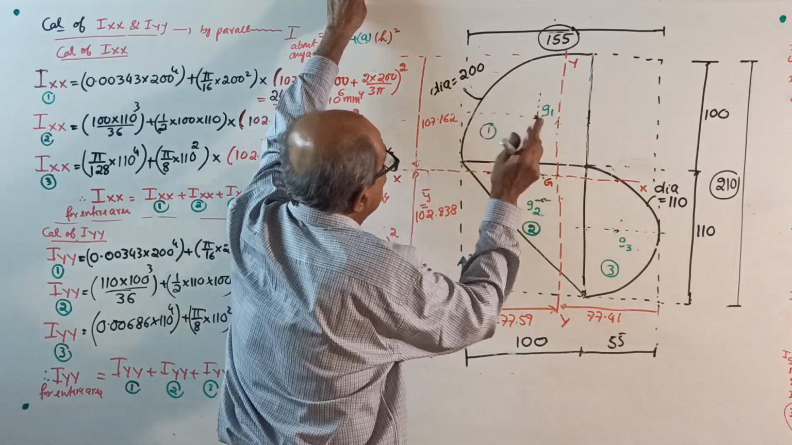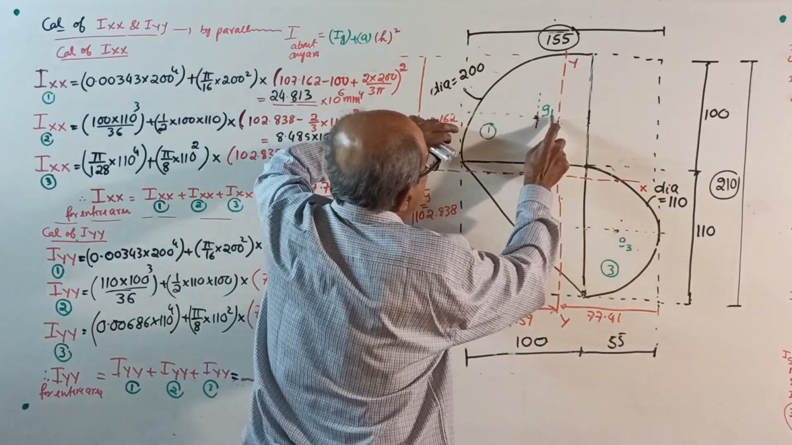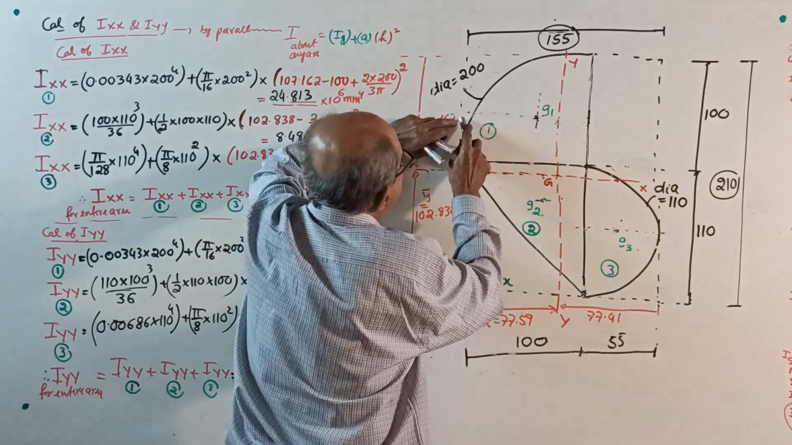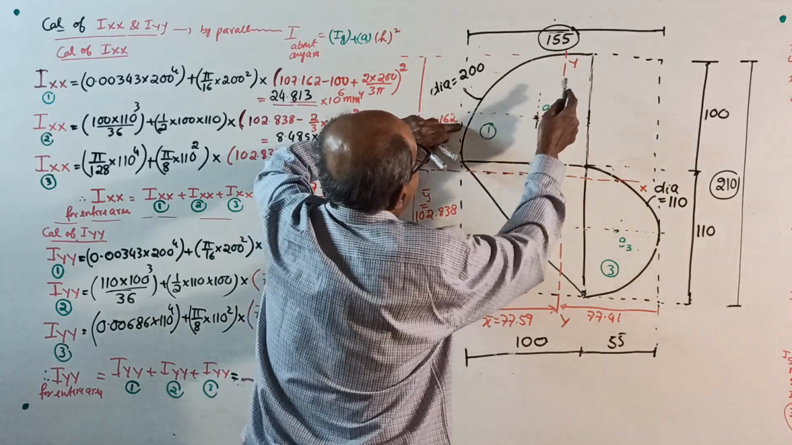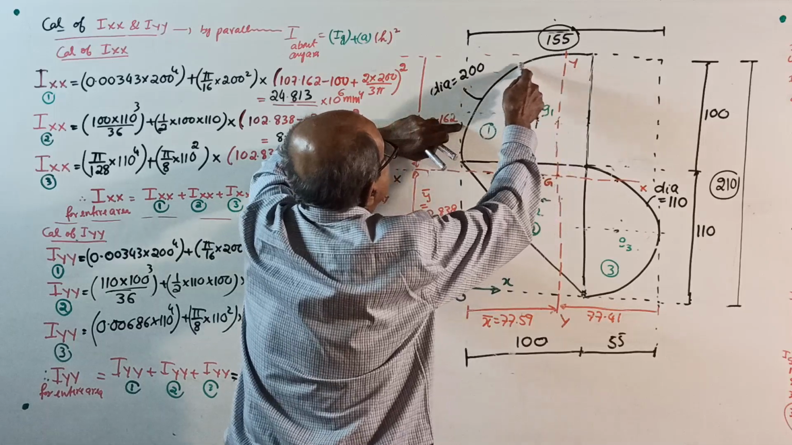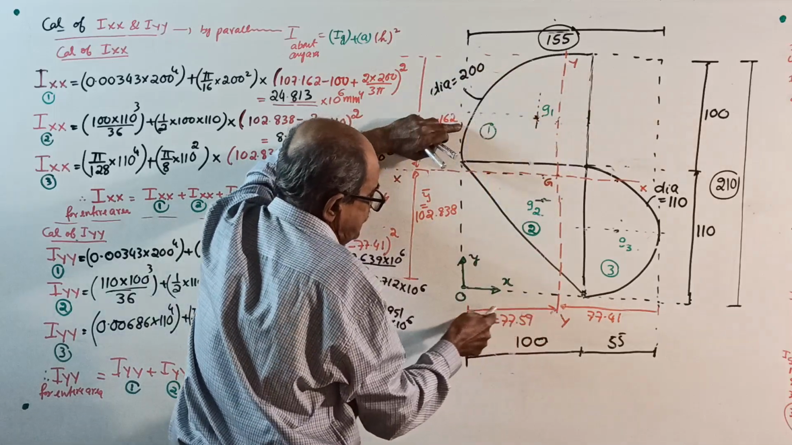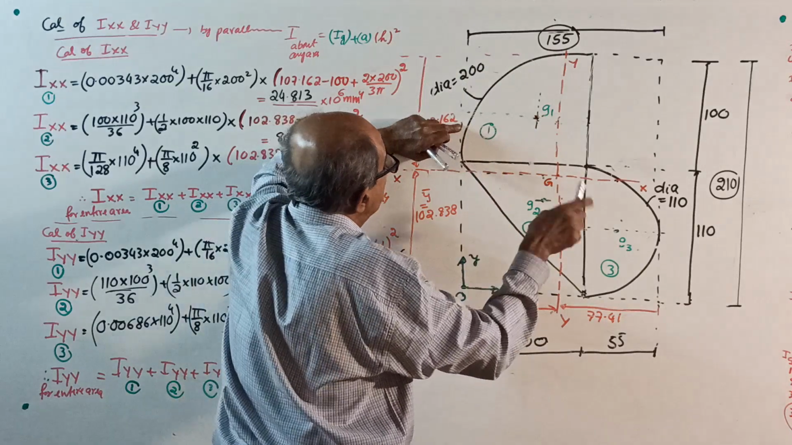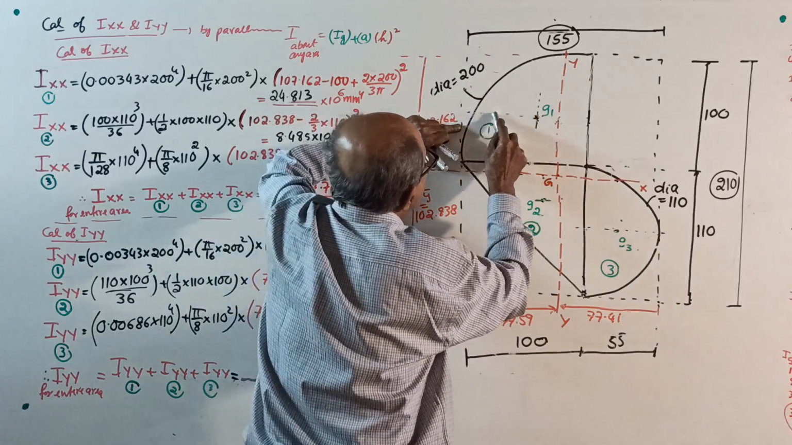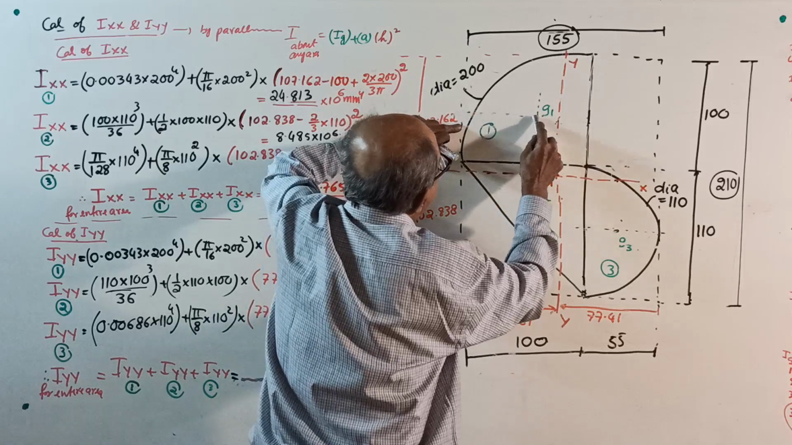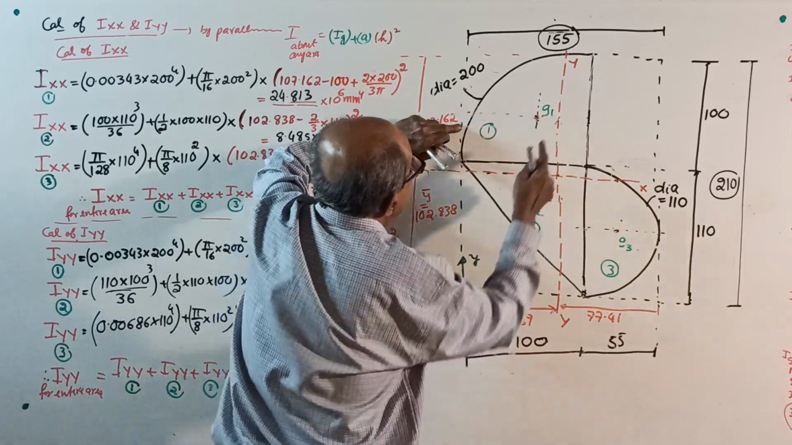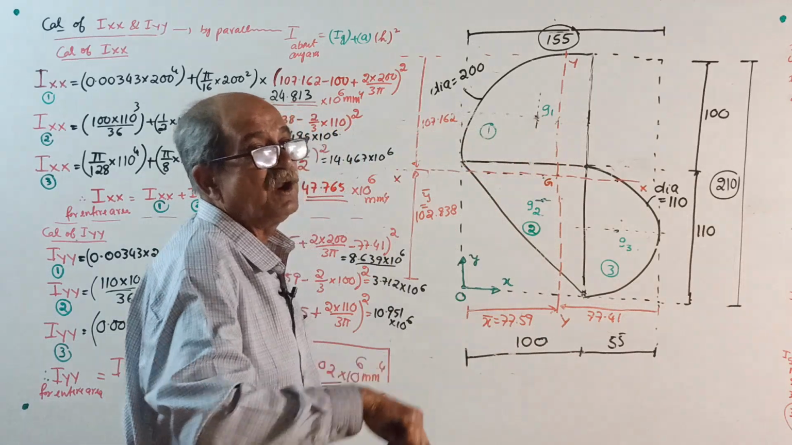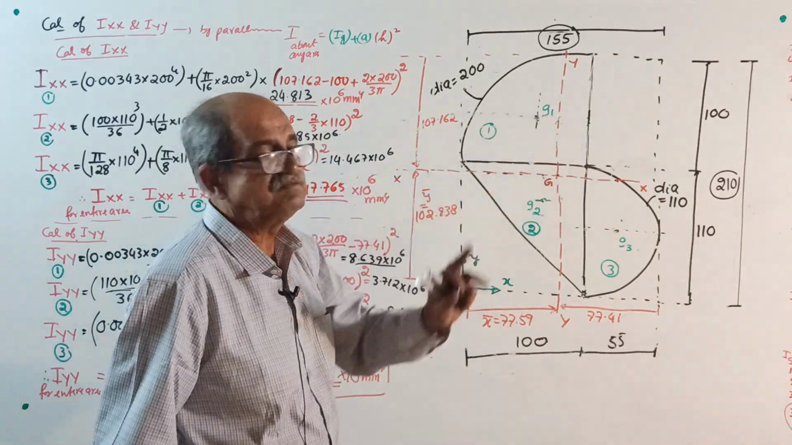Or suppose you want to use this side. I will tell you what to do. This distance square is there. First you get this distance. How much is it? 77.59. From that one, you have to subtract this distance. That distance is 100 minus 2d by 3 pi. Bracket required, so better look at that side.